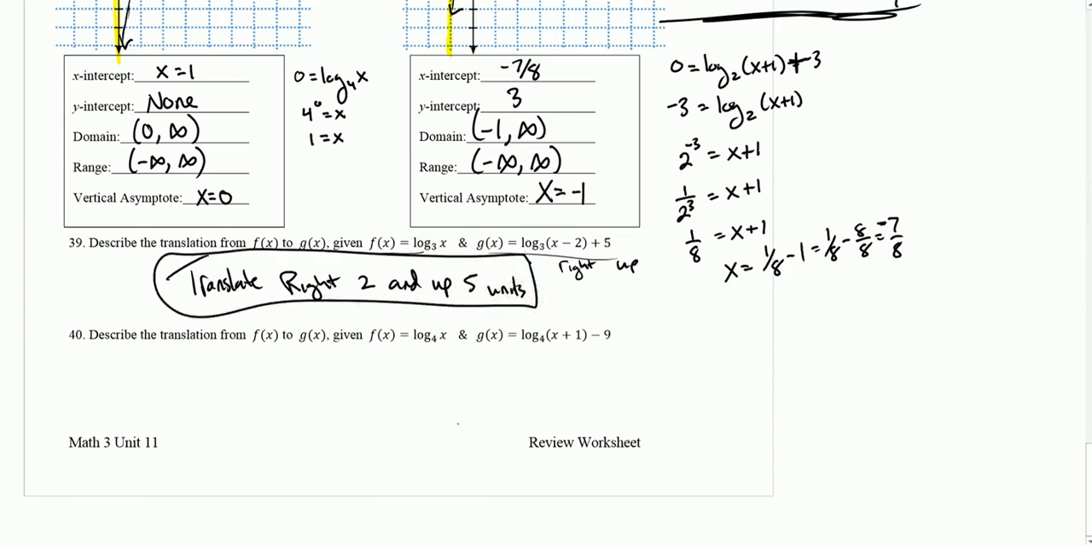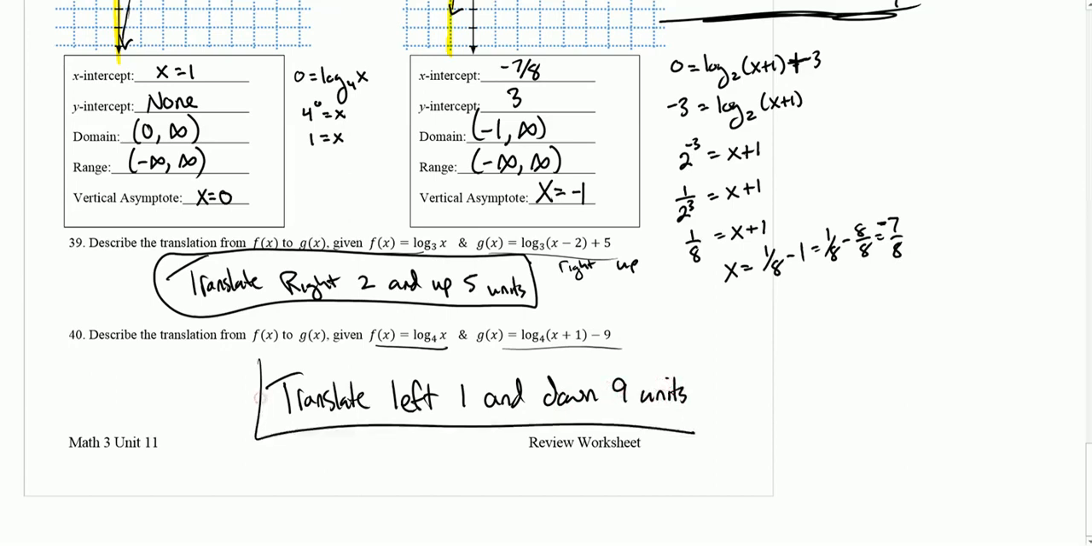Same idea with number 40, going from the basic log function to a translation. Here we're translating left 1 unit and down 9 units. And there we go for our review.